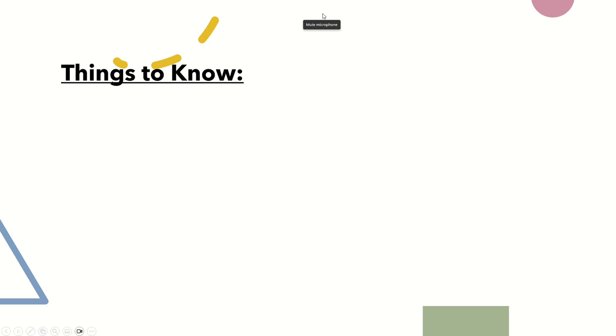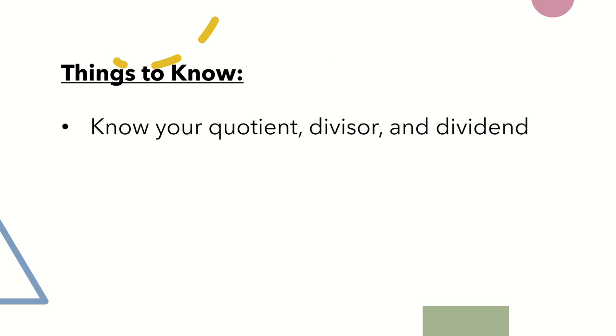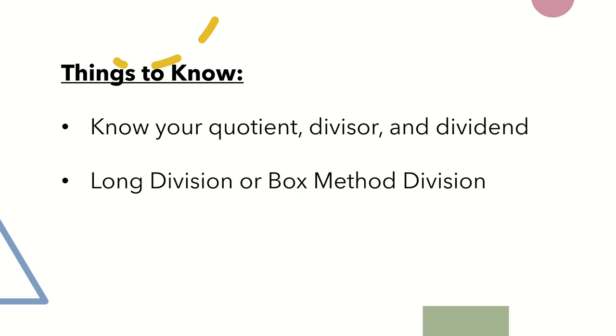Things to know. First, you need to be able to determine what is my quotient, divisor, and dividend. More importantly, which one is the divisor and which one is the dividend. And we'll talk about quotient later. Of course, being able to either do long division or box method division is important. And if you know your facts, that will be helpful as well.